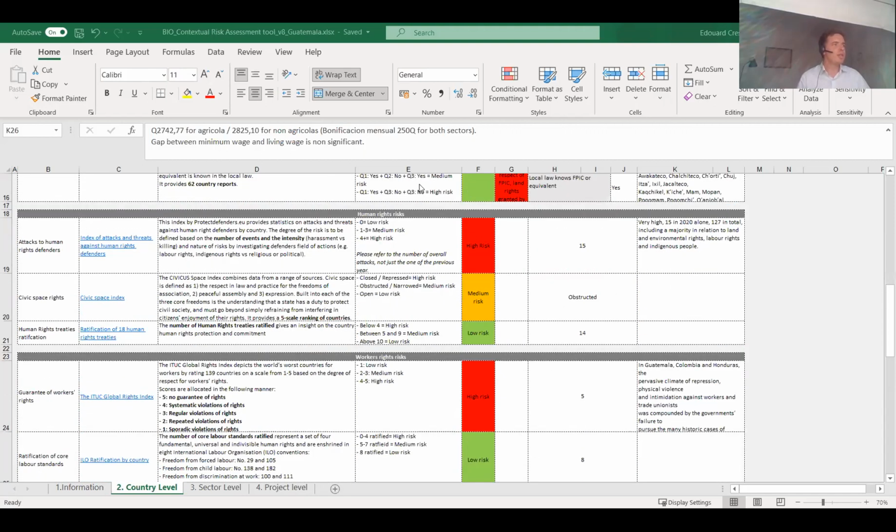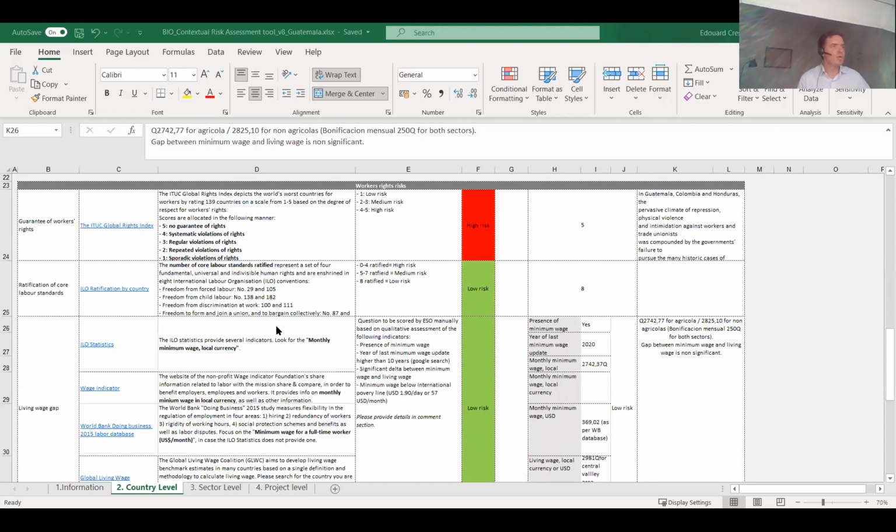We will look as well at human rights risk. So is there a risk of attacks against human rights defenders? Is there sufficient space for civic expression? And has the country ratified the basic human rights treaties? We will also look at workers' rights risk.